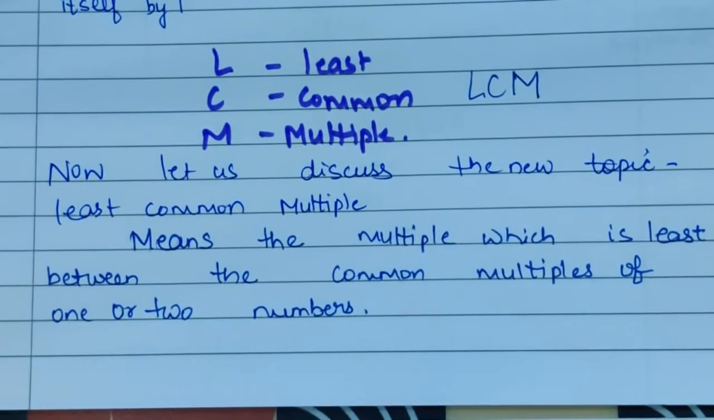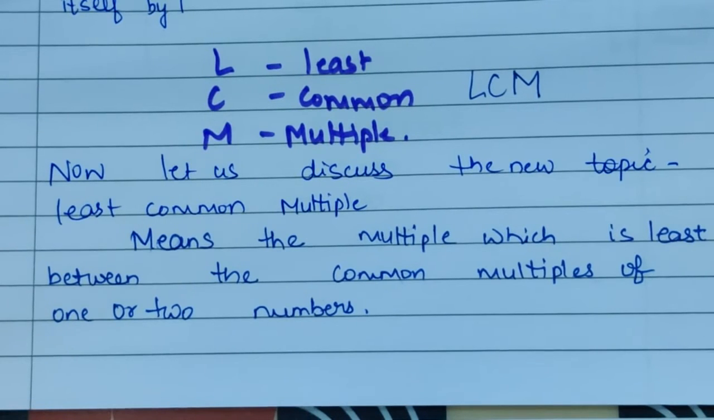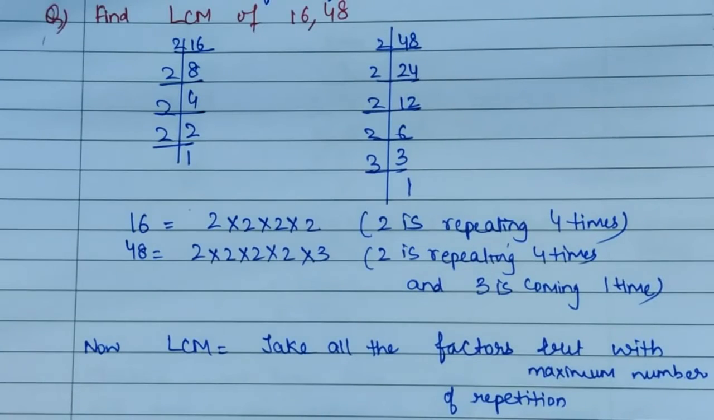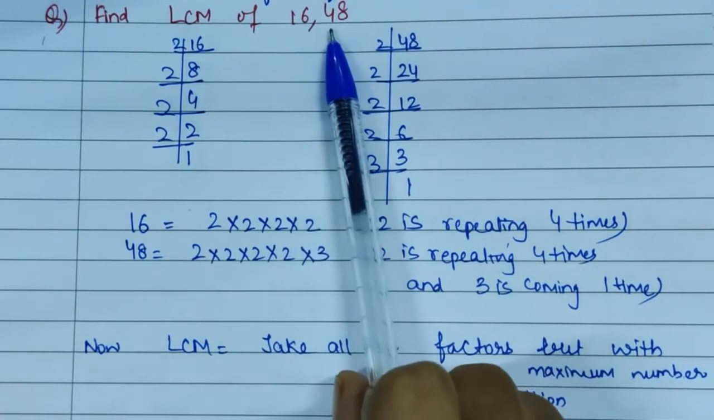Now let us discuss a very important topic next, that is least common multiple, which is written as LCM. Least common multiple means the multiple which is least among the common multiples of 1 or 2 numbers. Let us discuss how we can find the LCM of 16 and 48.